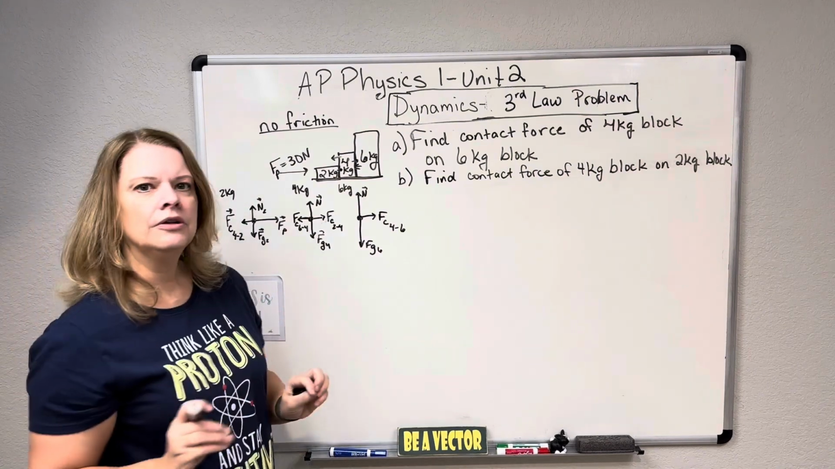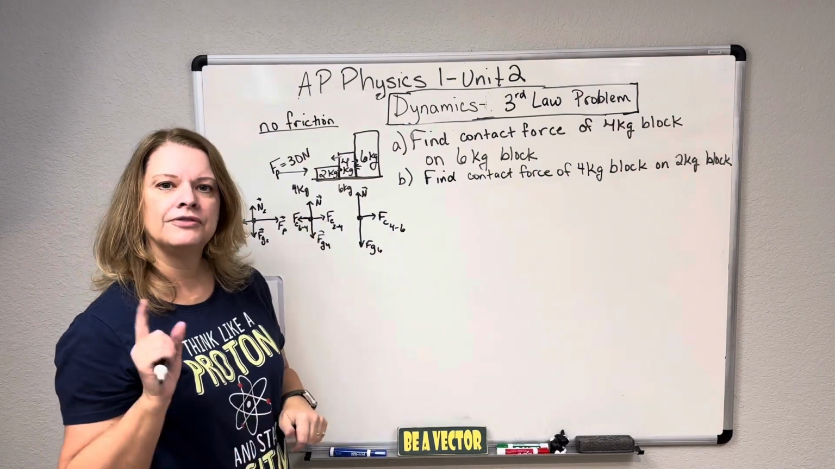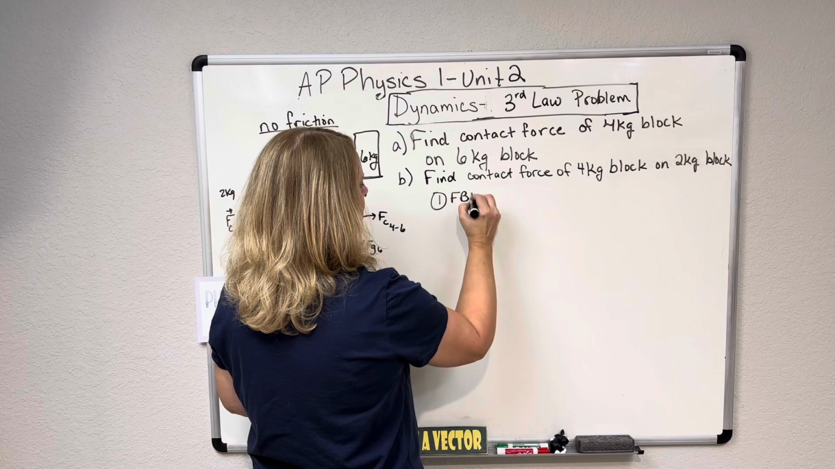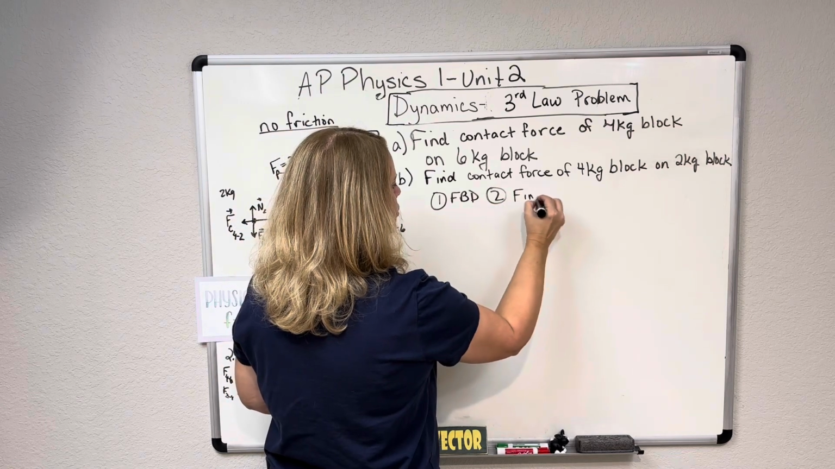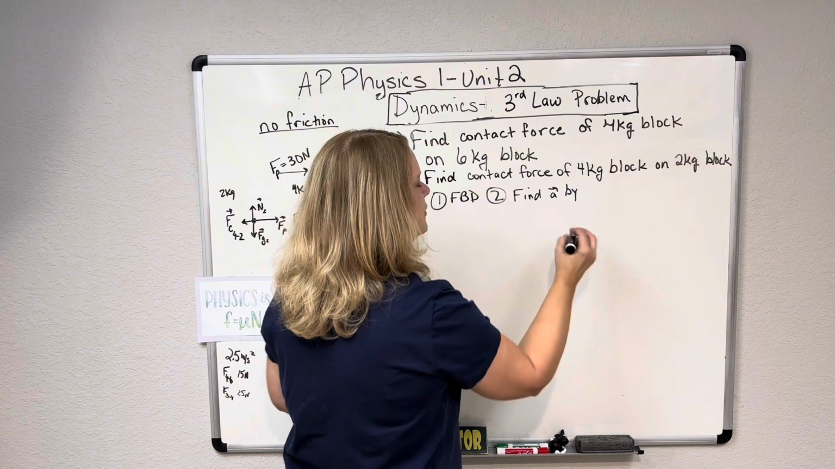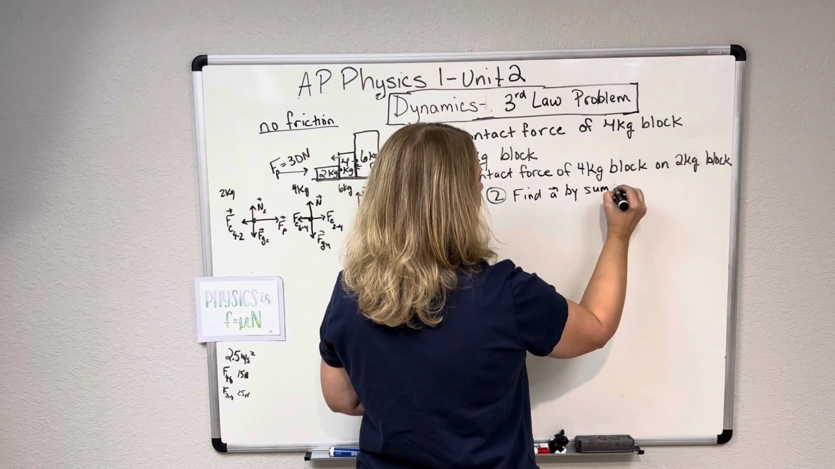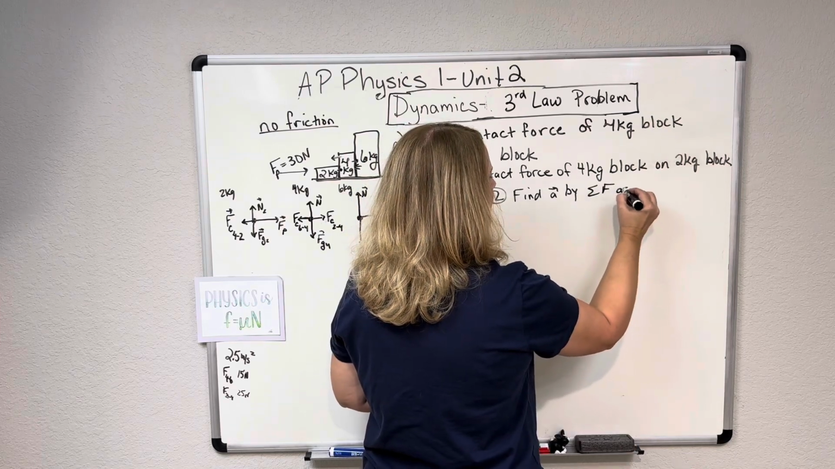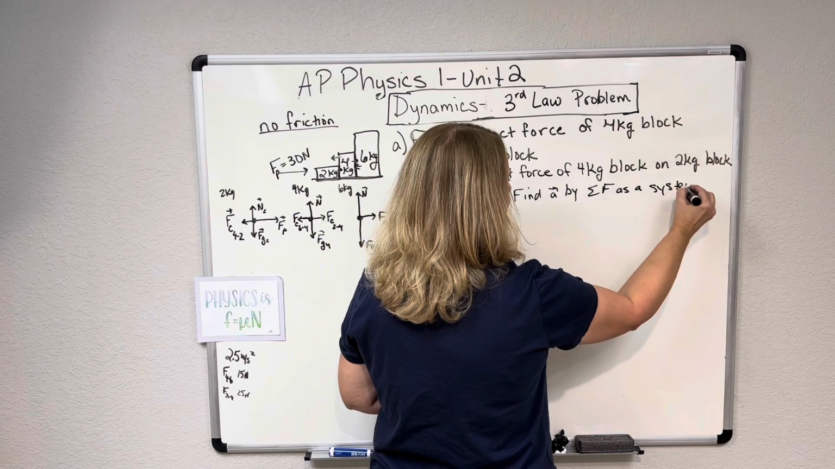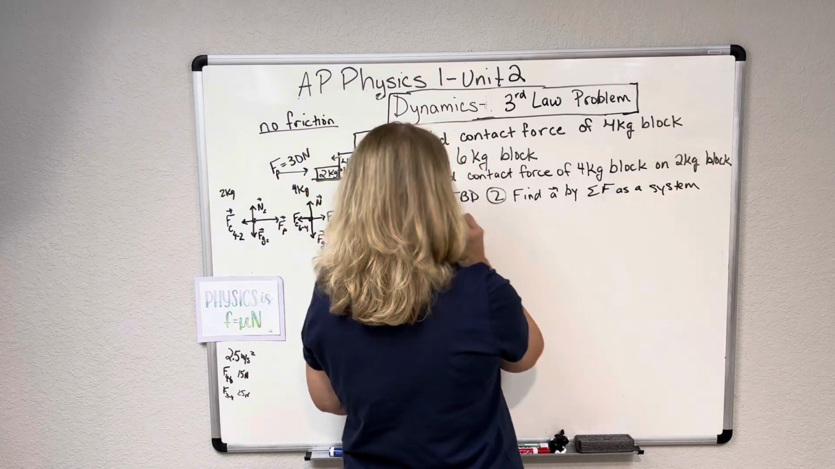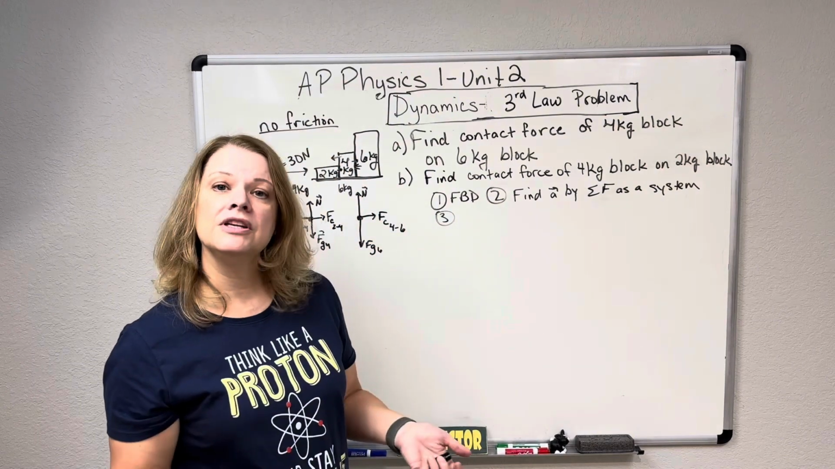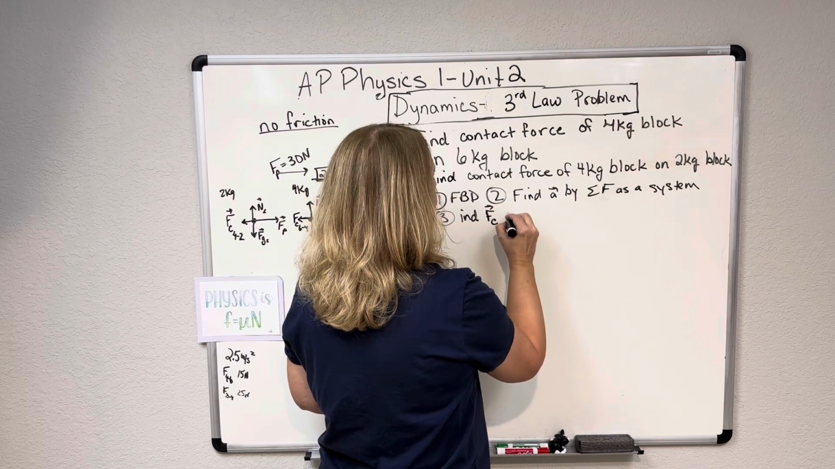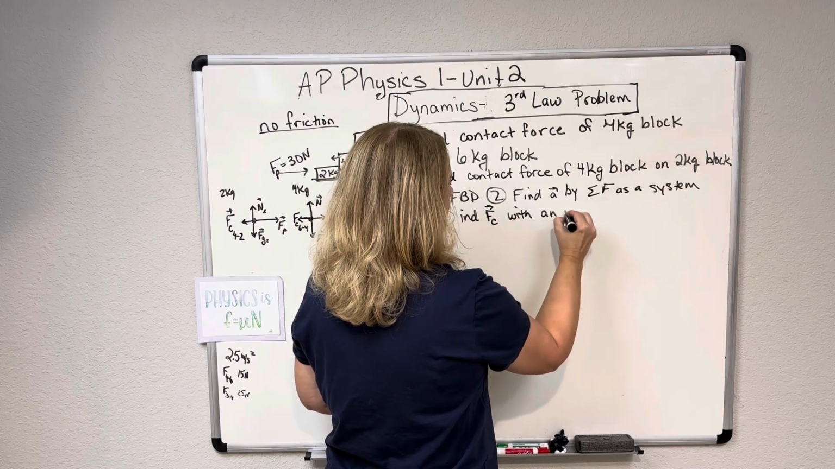But here's the clue on these. The strategy on these interacting blocks is find your acceleration first. So the strategy, the first step was FBD. Second step is find your acceleration by summing the forces as a system. Then your third step is to find those individual contact forces with an individual block.